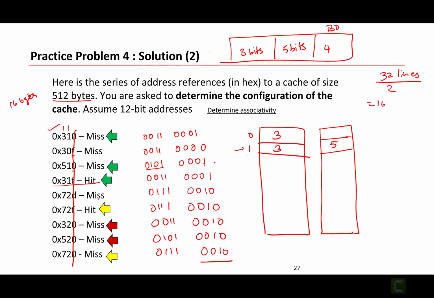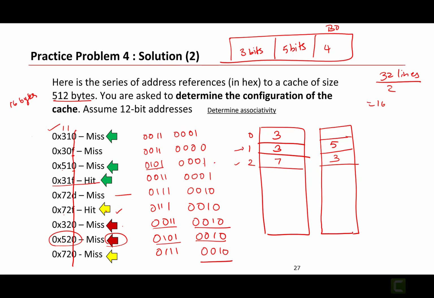Great, it's consistent. Now my address 72D will map to index 2 with the tag 7, and then 72F, which will also map to the same index, same tag, so that will be a hit, and it is consistent. And then I have set index 2, tag 3. I don't have it, so it is a miss. Set index 2, tag 5, again this is a miss.